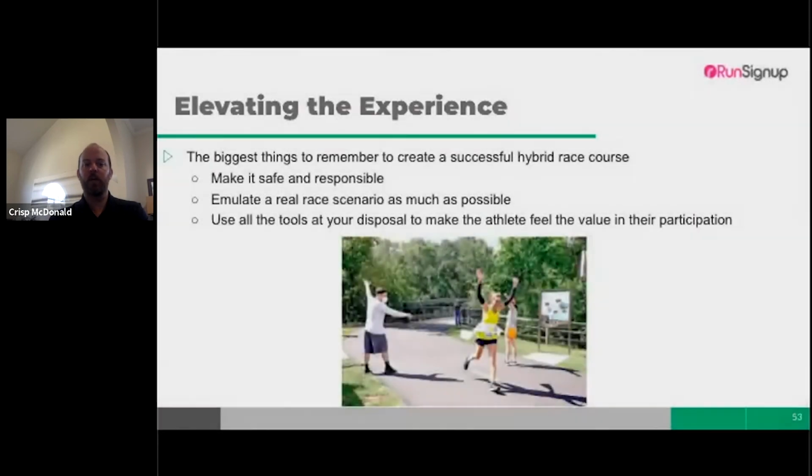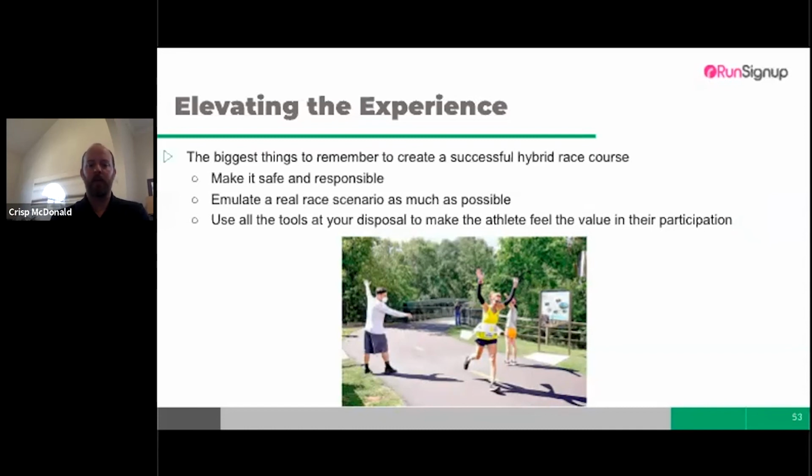So the takeaway is really elevating the experience for the athlete. To create a successful hybrid race, you have to make it safe and responsible. You've got to emulate a real race setup as much as possible. And that's what people want. They want to cross a finish line. They want to run through an arch or a truss, or they want to feel like they're racing again.